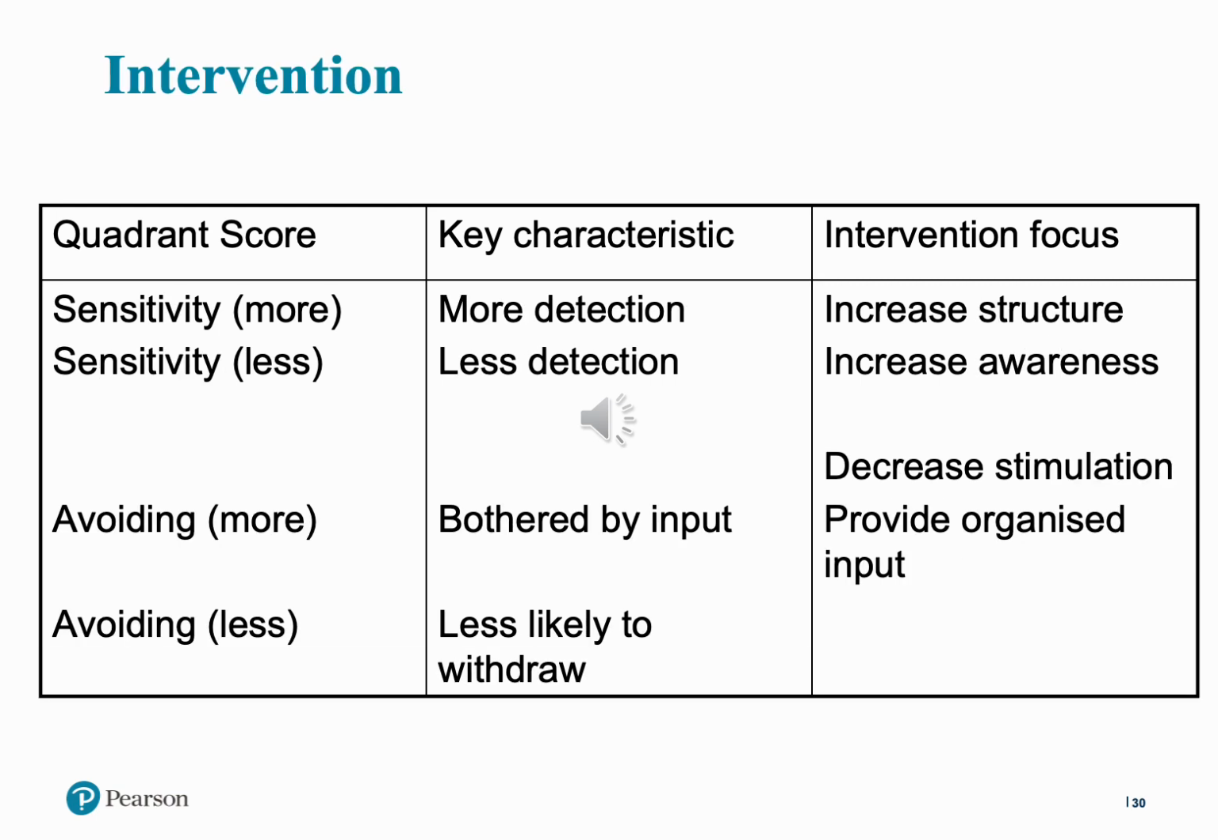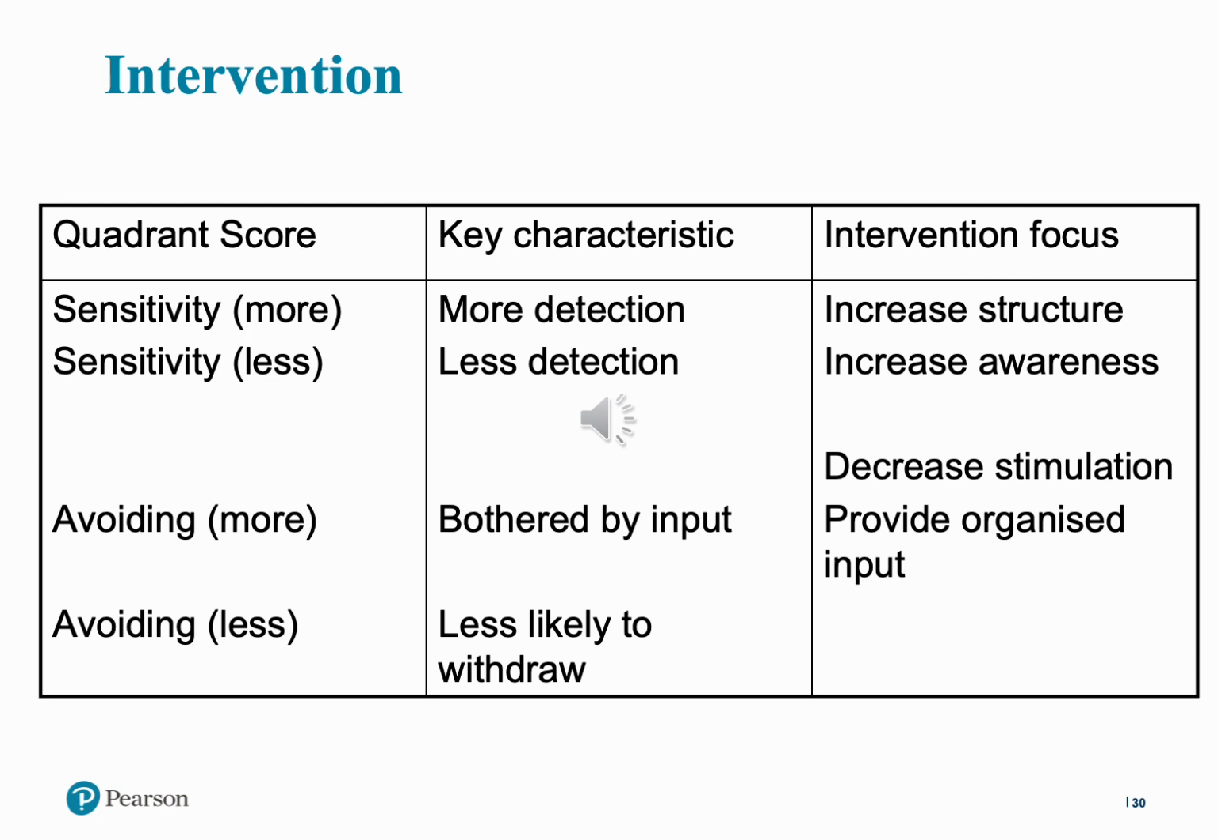For someone that has scored more than within sensitivity, the key characteristics are that they are detecting stimuli more, and therefore the intervention focus needs to be around increasing structure. For someone who is scoring less than within sensitivity, the key characteristics are that they are detecting stimuli less, and therefore you need to increase the awareness within that intervention.